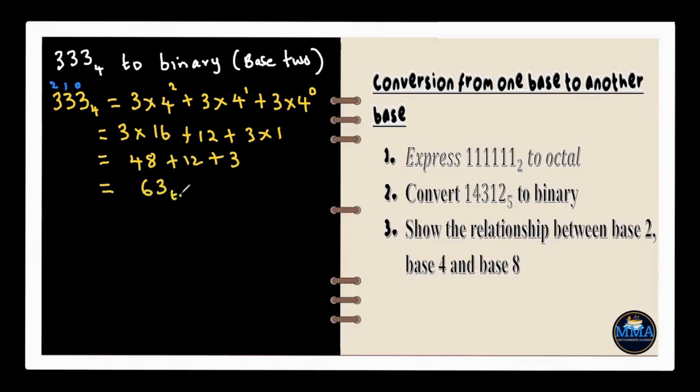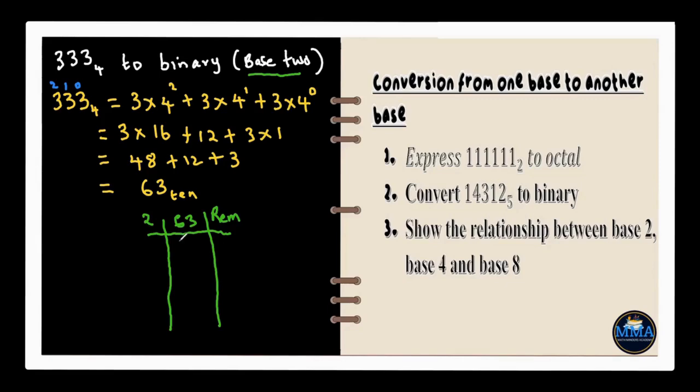That is base 10. Now, this 63 base 10. Remember, our idea is to convert to base 2. So we are going to convert this 63 base 10 to base 2. Drop remainder here. We divide 63 by 2.